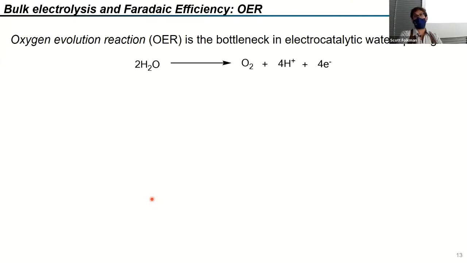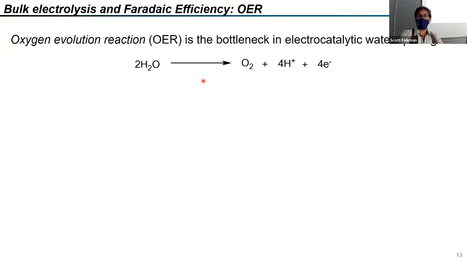Another one that might be interesting is the CO2 reduction reaction. Today I'm only going to cover OER, the oxygen evolution reaction, but if anyone's interested, we can speak later about the CO2 reduction reaction, because that one's a little bit more complicated. But if we look at this reaction, as I mentioned here, it's the bottleneck of electrocatalytic water splitting. So if we want to produce hydrogen from water, we have to do this reaction efficiently.